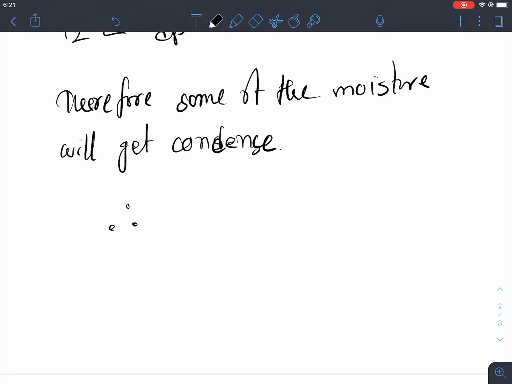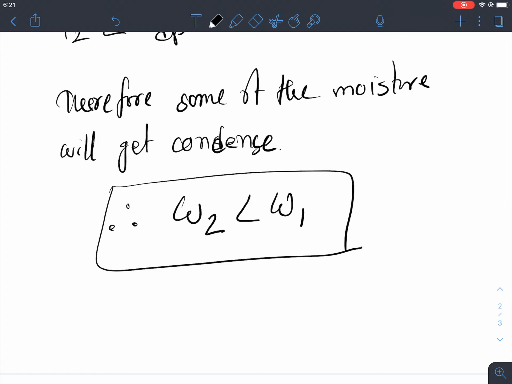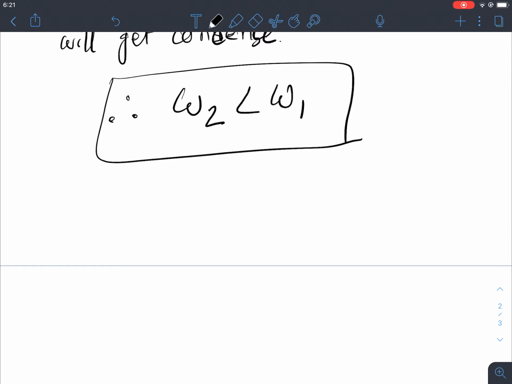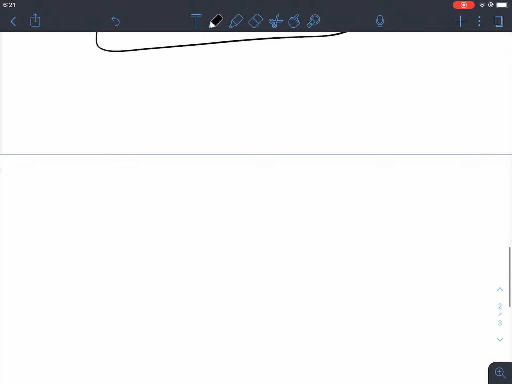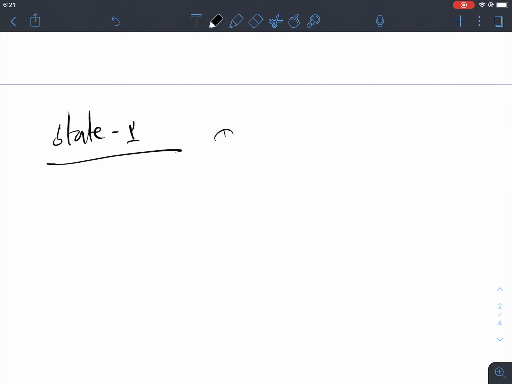Okay, so now that means that omega 2 will be less than omega 1. Okay, so with this relation, let's take a look in the psychrometric chart at state 1, or at the inlet condition, right? At state 1, what are the things we know?